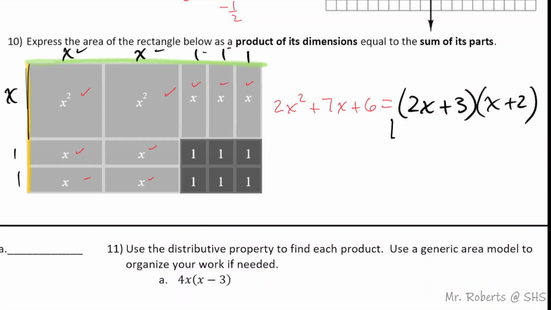And if I was to take this and do a generic area model, I would get exactly this product.